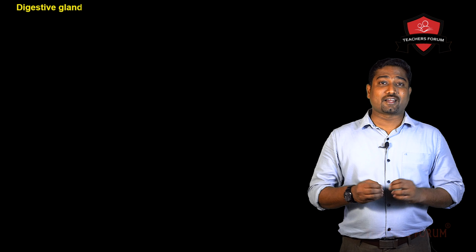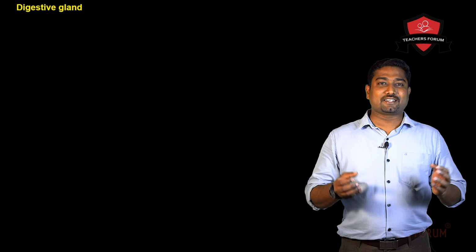Moving to the gland, the digestive gland. We have almost 5 different kinds of digestive gland. The first one being the salivary gland, seen inside your buccal cavity. Salivary gland produces a secretion called saliva. It contains an enzyme called salivary amylase.